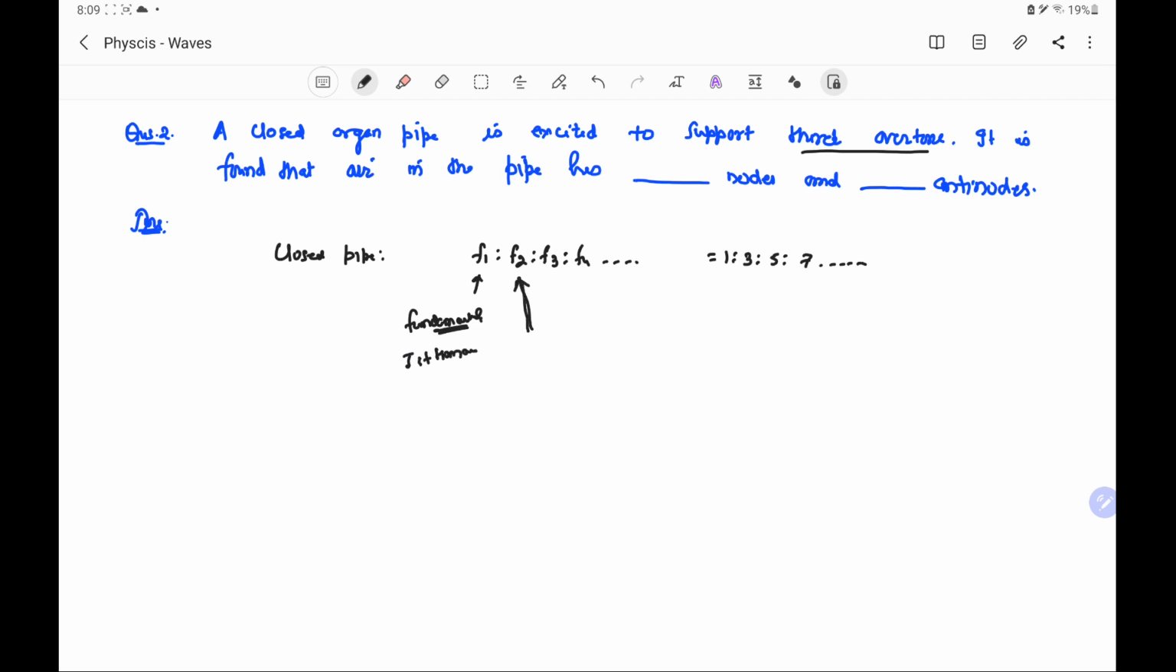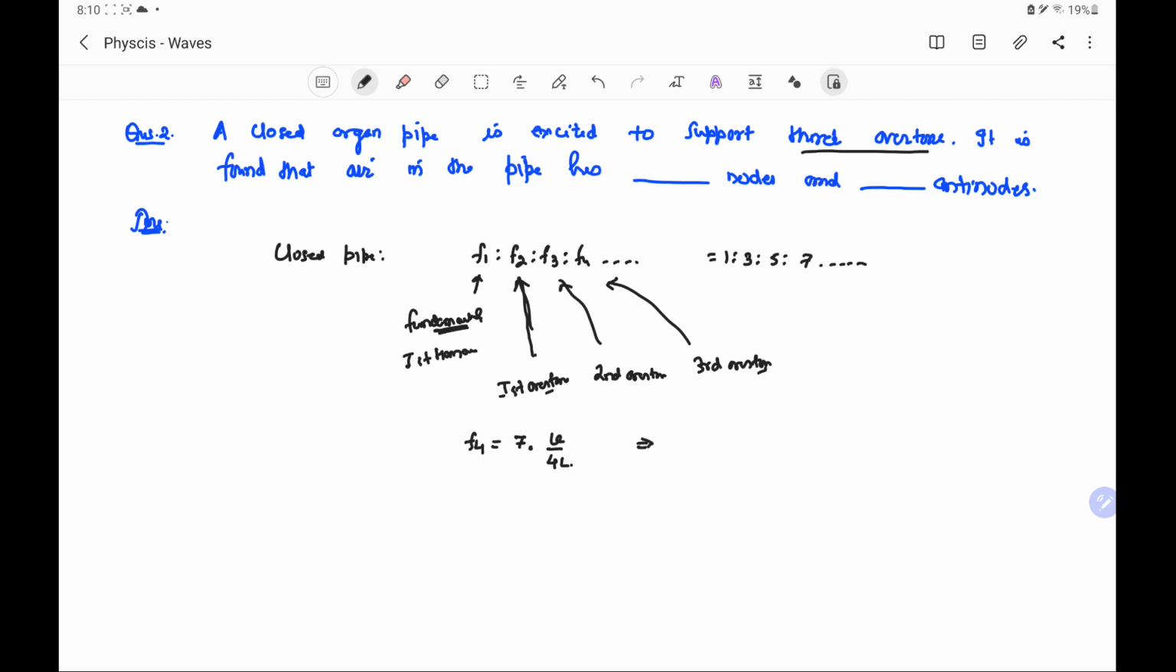F2 is called the first overtone. F3 is second overtone, and F4 is third overtone. So in question we are given third overtone. So we are referring here the frequency F4, which is 7 times the fundamental frequency, which is V by 4L.